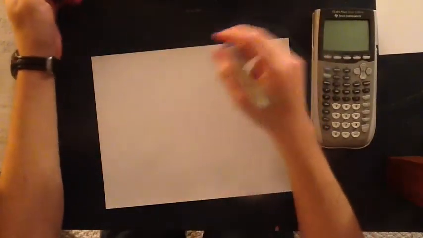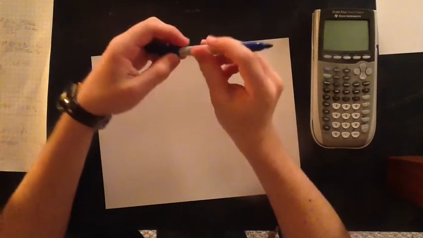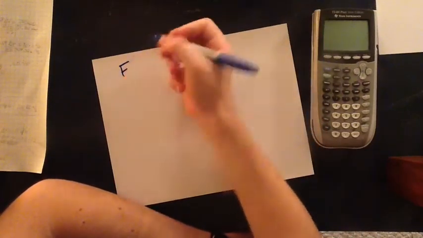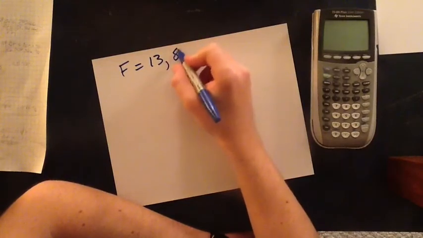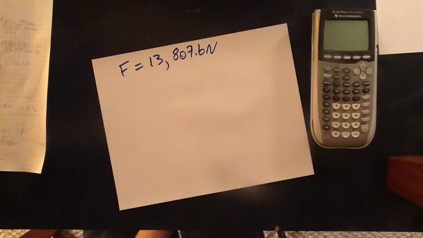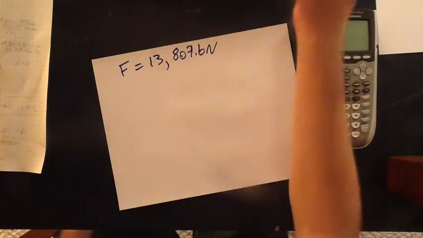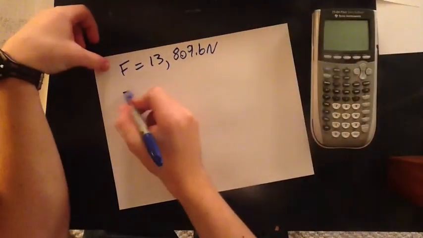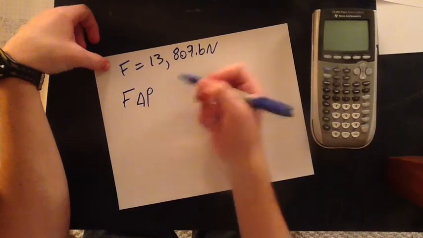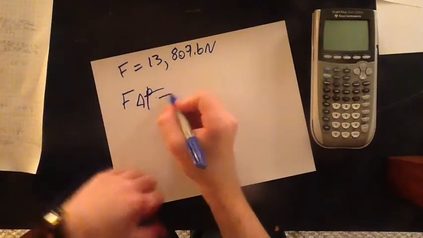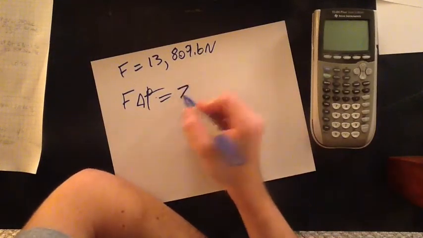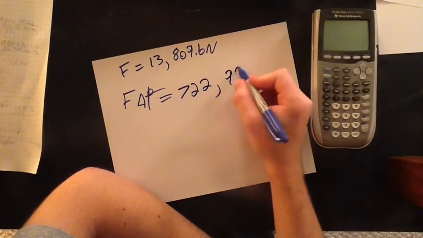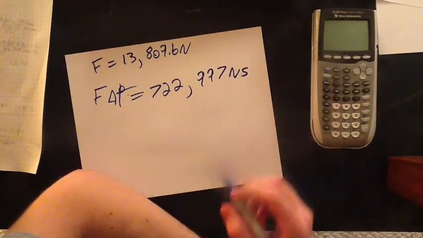Okay, so from our previous calculations, using the kinematic equations and finding the force of a 90 kilogram man falling 4 stories, we know that a lethal force for Batman would be around 13,809.6 newtons. So, if that is a lethal force, and we want to calculate the amount of time this force could be exerted over, we would use F delta T, or the change in momentum, or impulse, is equal to 722,997 newton seconds.